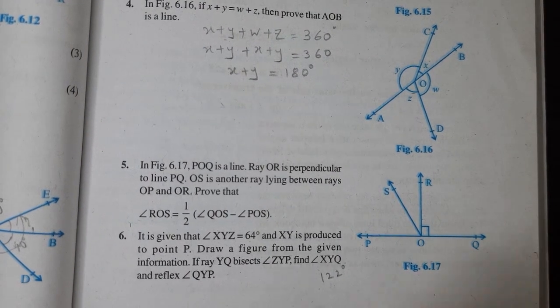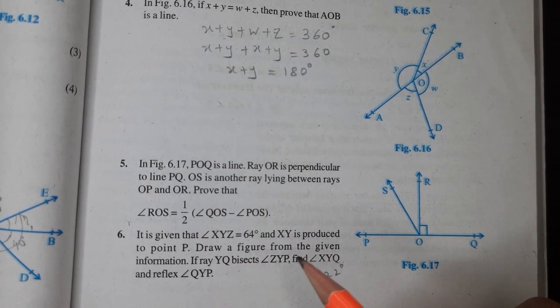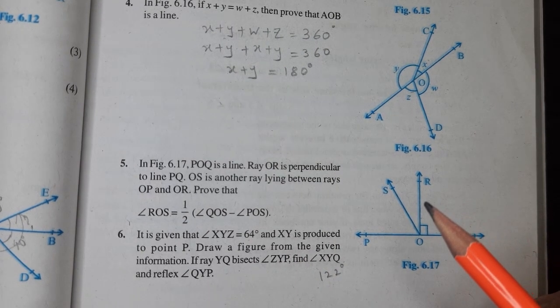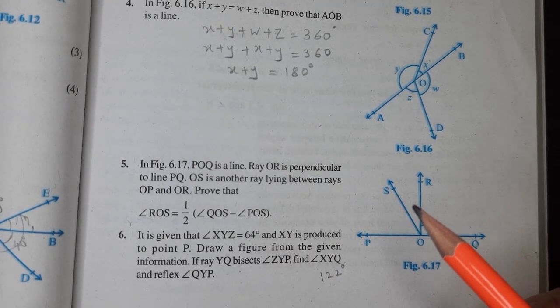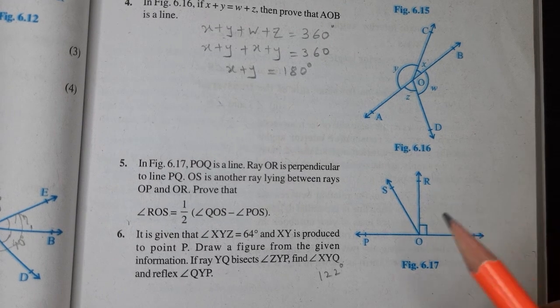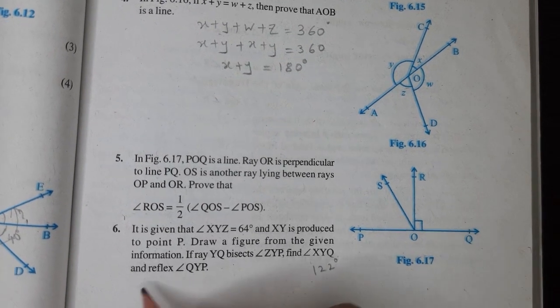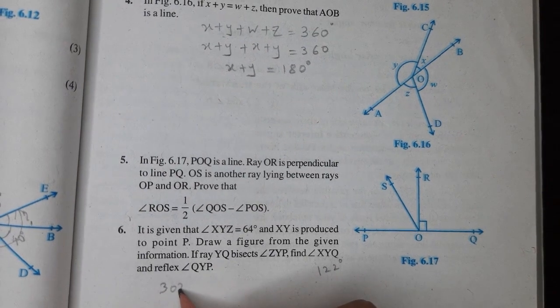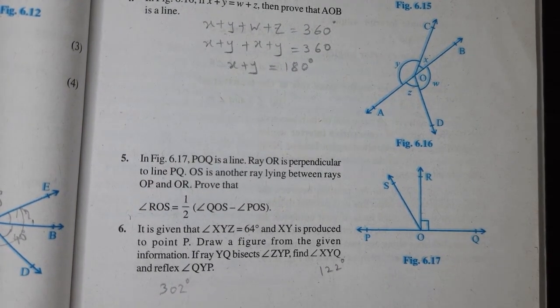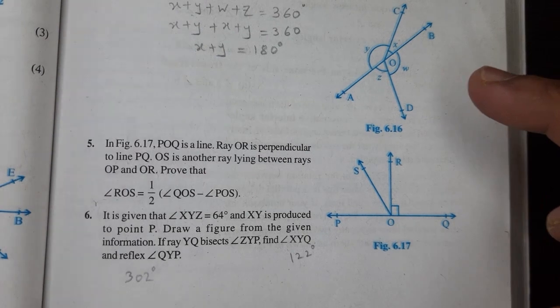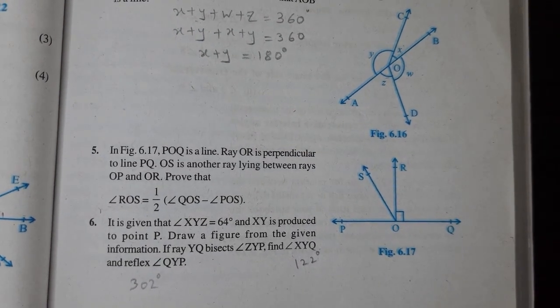And now we have to find the reflex of QYP. So QYP, we know that it is also 58. Its reflex is going to be 360 minus 58. Okay, so that is 302 degree. And that's it. We are done. So we are done with the exercise as well.